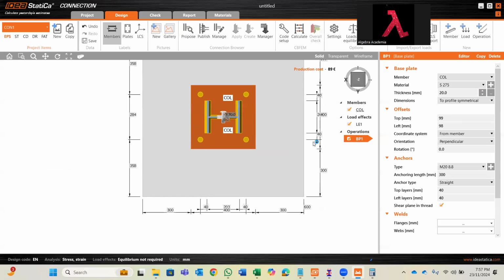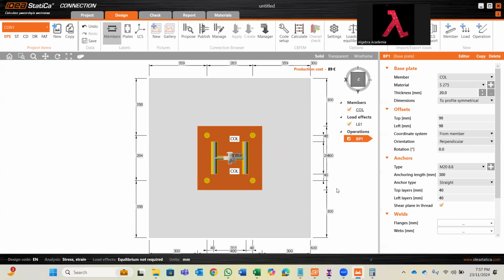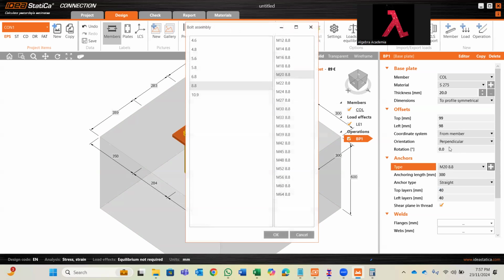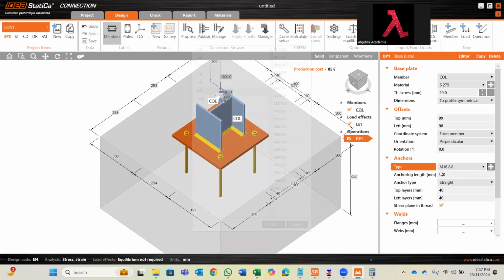Then going back to the bolt diameters, I mean. Coming back to the anchors here. So I'll just go for M16 diameter of the bolt, I mean.